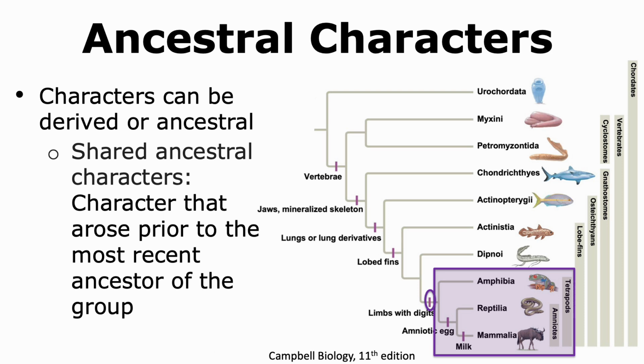Similarly, if we look at the group of tetrapods that includes Amphibia, Reptilia, and Mammalia, then the character of limbs with digits is a derived character. However, the character of having lobed fins would become an ancestral character. Thus, we can see that characters can be ancestral or derived depending on the context.